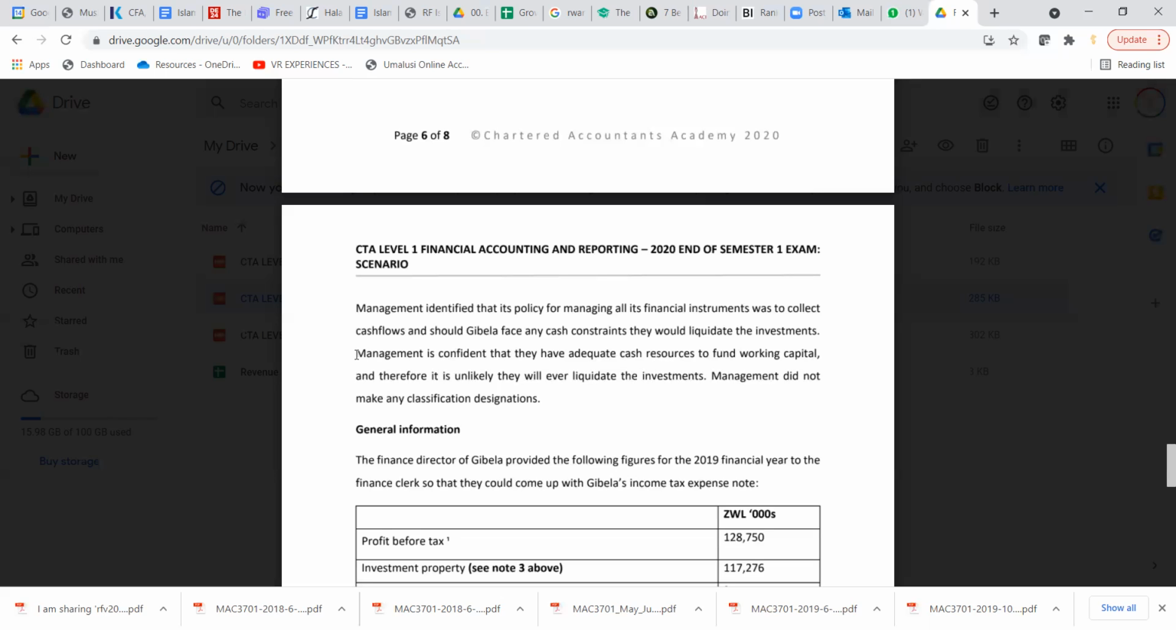The beginning would be, okay, the first thing we'll need to do is to discuss which accounting standard applies. So we know it is financial instruments, and we must show why it is financial instruments.